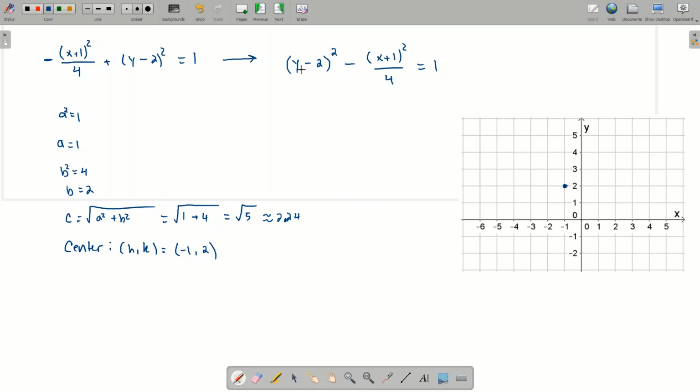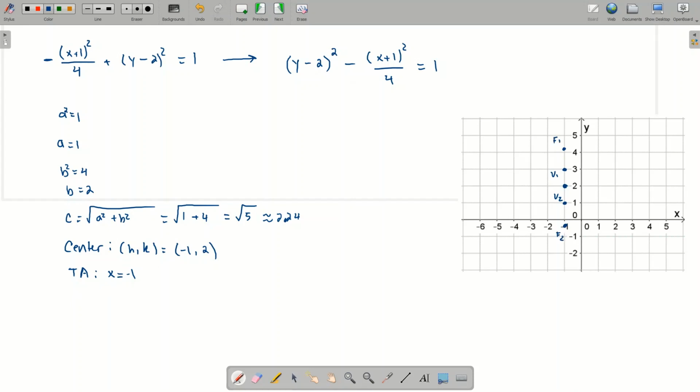We also know that since the y term is the first term, the transverse axis has to be vertical. But the transverse axis is not the y-axis, it's actually this vertical line, so it would be x equals -1. Right, running vertically like that, x equals -1. We said a is 1, which means to get to our vertices, we just need to go up 1 and down 1. To get to the foci, we need to go up approximately 2.24, so about 2 1/4 from the center. All right, so that'll be F1, and this can be F2.